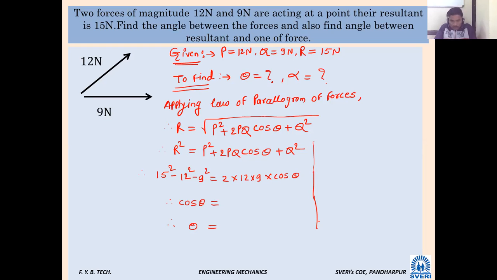No issue. Now, what is cos theta? What is the value of cos theta? Is it coming 1? 0. 0, sir. Theta, 0.